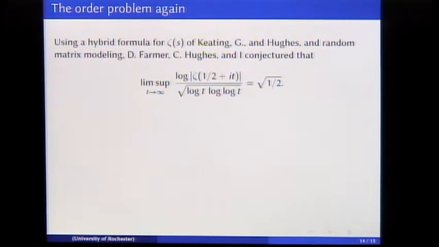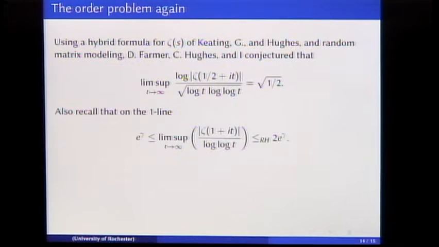This is different from the lower bound. The lower bound that I had on the previous slide was log t divided by log log t, so that term is a little different. But basically, if this is correct, then log mod zeta is like the square root of log t rather than log t. But you know, people have different views about this. And remember that on the one line there was this factor of 2 that we spoke about in the upper and lower estimates.